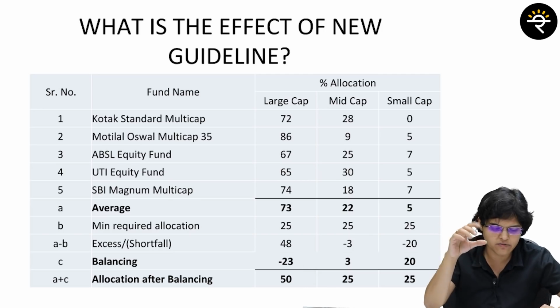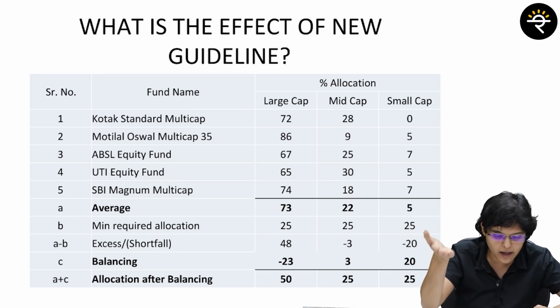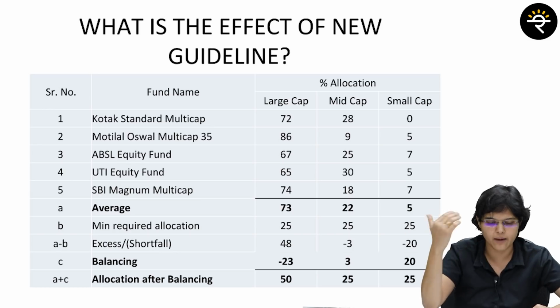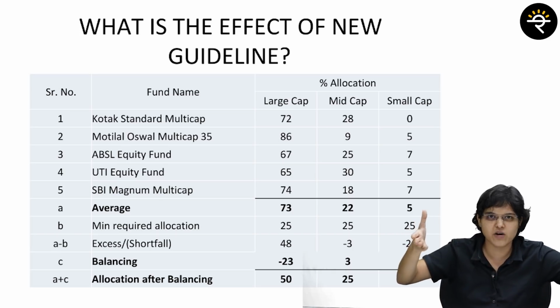So what I've done is I've just taken the top 5 multi-cap funds. Which are the top 5 multi-cap funds? Kotak Standard Multi-Cap Fund, Motilal Oswal Multi-Cap 35, ABSL, which is Aditya Birla, ABSL Equity Fund, UTI Equity Fund, and SBI Magnum Multi-Cap. All these are the top 5 multi-cap funds. You might say, oh, we got a tip from Rachana right now. These are the top 5 by AUM, by size, assets under management.